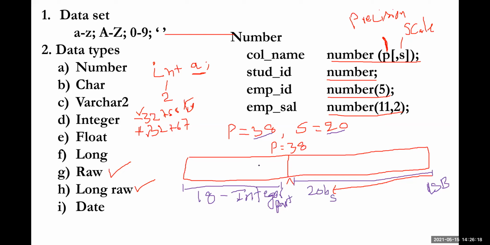How many bytes are left over? They will be considered as the integer part. Okay, that will be called the integer part. In this way, the occupation will be there.